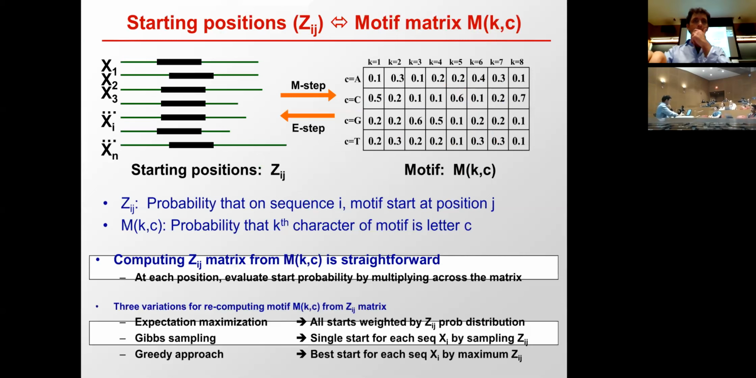Okay. So now, regardless of what the motif looks like, I can score my Zij in this particular fashion. But once I've scored it, how do I select the locations from which I'm going to rebuild my motif? Well, I can use expectation maximization, where I choose all of the starts weighted by their distribution. I can use Gibbs sampling, where I pick a single start for each sequence by sampling from that Zij. Or I can use a greedy approach: what is the best starting position for every sequence, and then only choose that one.